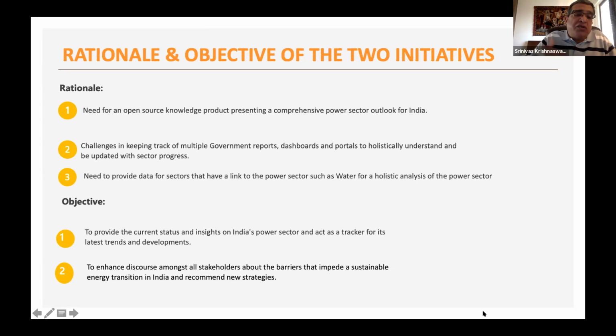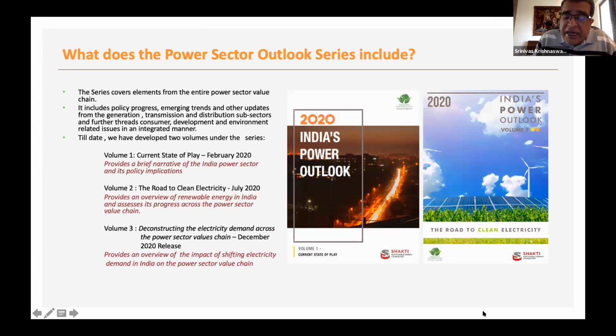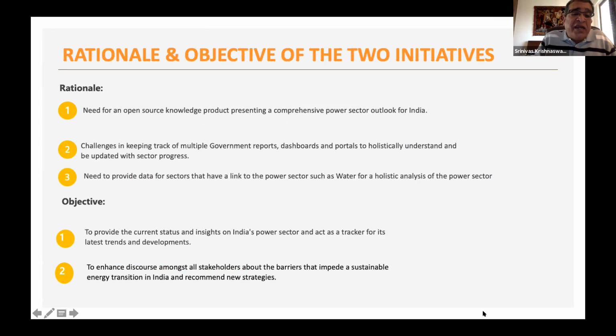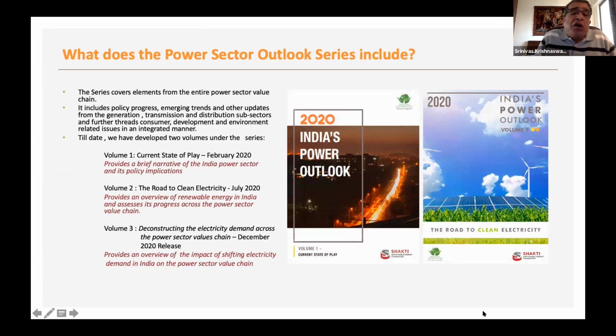Keeping that in mind, the first of the two initiatives that Vasudha Foundation embarked on, with the support of Shakti Foundation, is what is called the Power Sector Outlook series. The objective of the series was to provide the current status and insights in the power sector and act as a tracker for the latest trends and developments, and of course to enhance discourse among all stakeholders over the barriers that impede a sustainable energy transition in India. And, what's not written here, also to help modelers understand and bring together various elements of the power sector value chain.